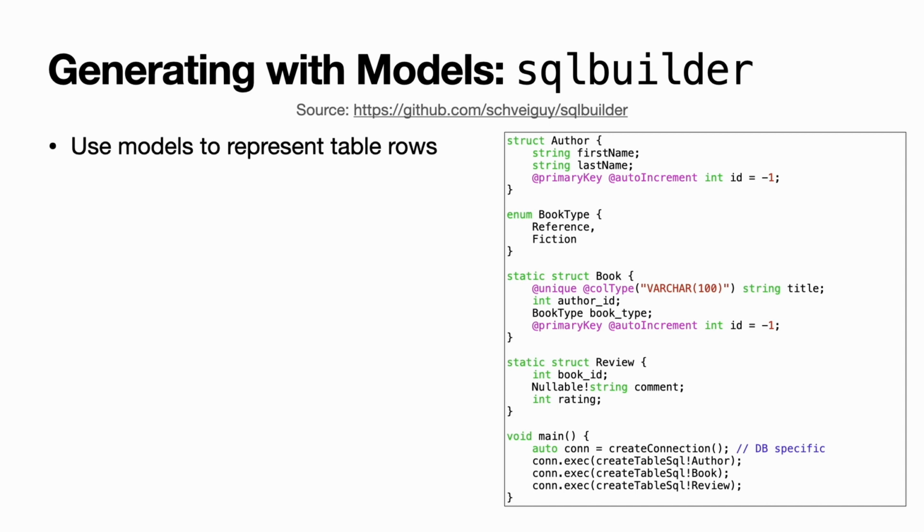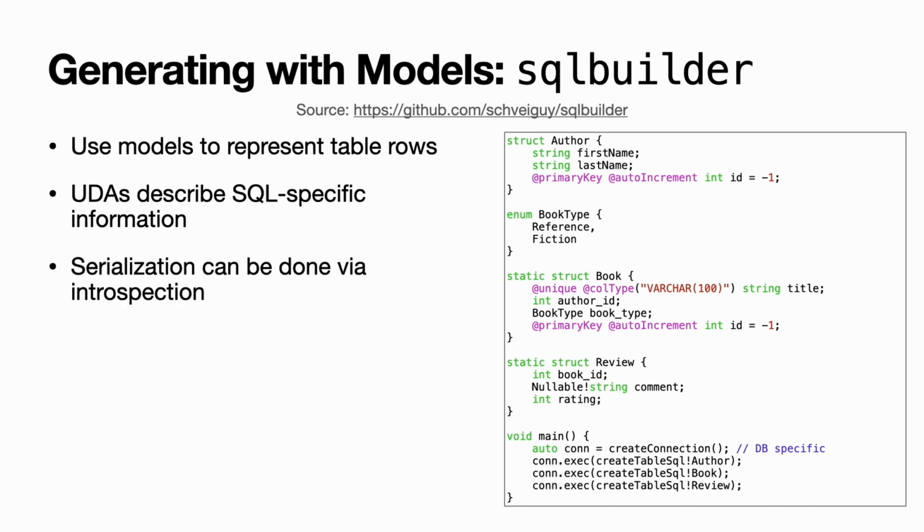First, we want to define our model that represents the rows in the database. We use UDAs to describe SQL-specific information like primary key, auto increment, or if you wanted to change the type or the name of something. And then you can use serialization using introspection to actually fill in those pieces as you get the rows back. You can also, as you can see on the bottom here, use the model to create the tables in the database. So this allows for things like migrations or whatever you want to do. So basically you're abstracted from what the SQL is supposed to be doing.